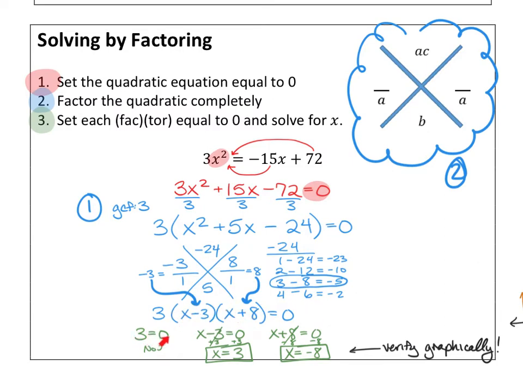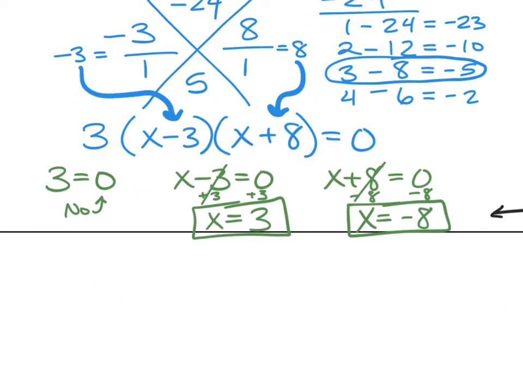So I take in green each of those little pieces, the GCF, the first parentheses, and the second parentheses, and I set them equal to 0. But if you notice, that first thing, my GCF for this problem, is going to give me the math sentence 3 equal to 0. And no, 3 does not equal 0. So we just stop right there. That's just not making any sort of sense.